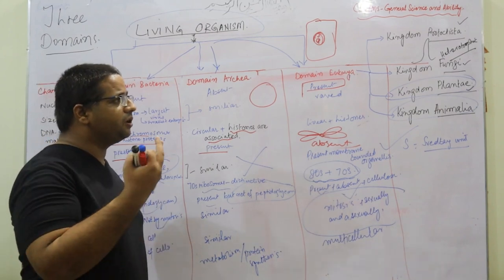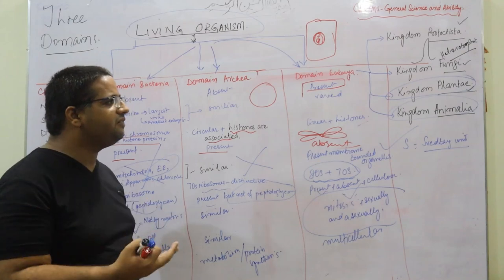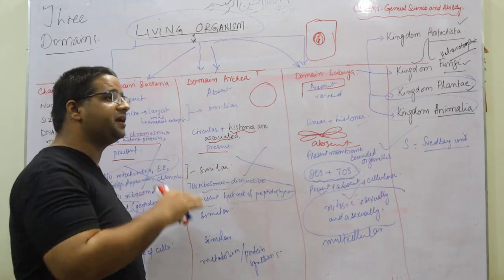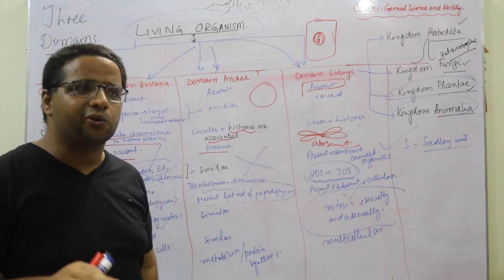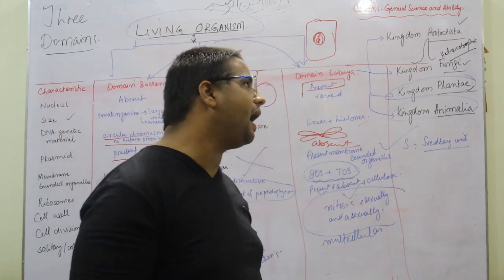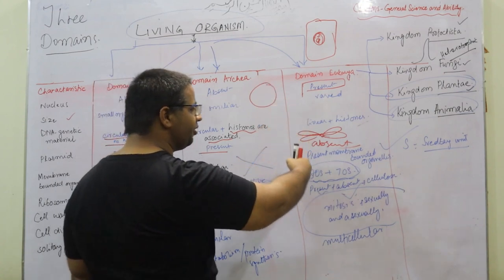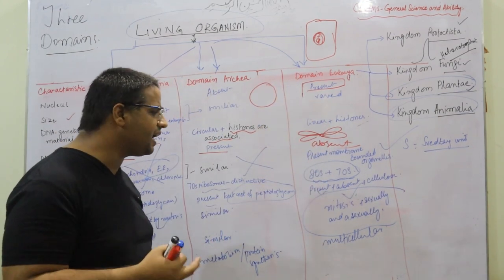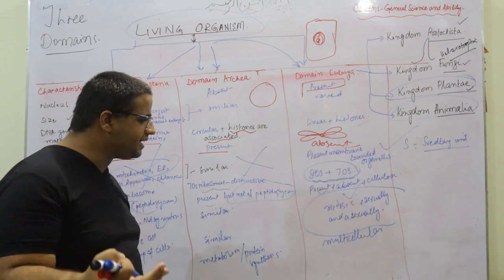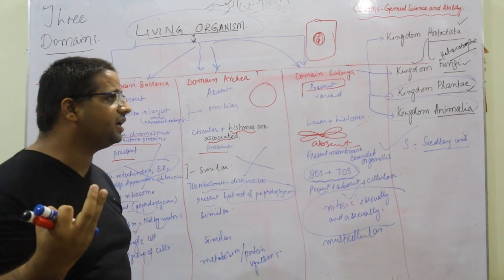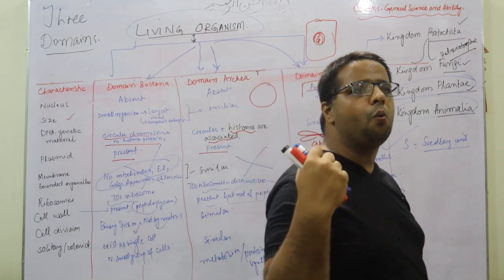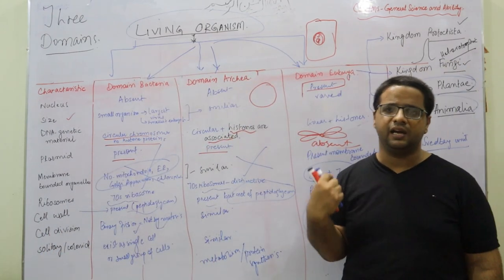So kingdom Protoplasta, kingdom Fungi, kingdom Plantae, and kingdom Animalia all fall in the eukaryotic domain, because they all contain a true nucleus. They have linear chromosomes, proteins associated with them, and 80S and 70S ribosomes. They divide by mitosis and meiosis, and they are multicellular in nature. So this is the brief introduction and first tutorial about the classification of organisms.